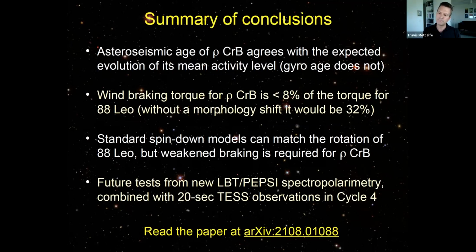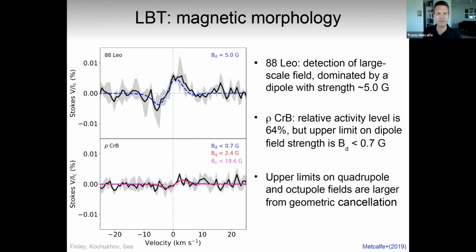Well, basically, yeah. So effectively, the younger star, 88 Leo, is totally dominated by a dipole field, which makes sense from everything else that we know about it. Whereas the dipole field in Rocore Bohr is much less, it's much weaker than you'd expect given its relative activity level.